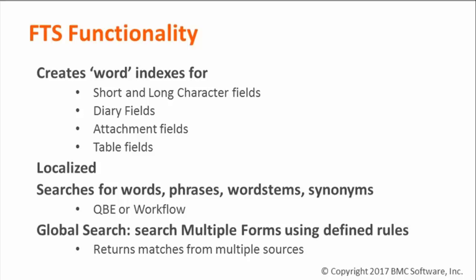During a word or phrase search, the FTS engine finds requests that contain the specified word or phrase in the field. It also uses stemming to search for common variations of word stems. For example, a search for the term index returns requests containing index, as well as indexes, indexed, indexing, and so on. A QBE search, which stands for Query by Example, is simply performing a search by filling out fields in a form that are FTS enabled. Any workflow that invokes a search will cause AR Server to use the FTS search engine. When you perform a global search, you are searching multiple forms using defined rules, and the matches are returned from multiple sources.